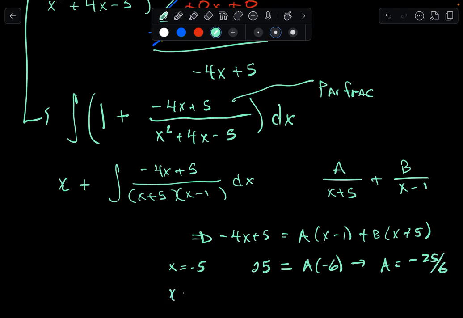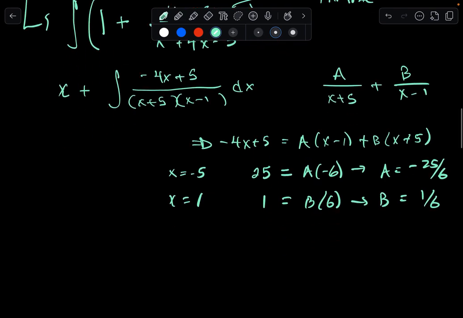And let's see, if x is equal to 1, then the A drops out, and I'll get 1 on the left, right? -4 times 1 is -4 plus 5 is 1. And the A drops out, and I'll get B times 6. So that means B is 1/6.